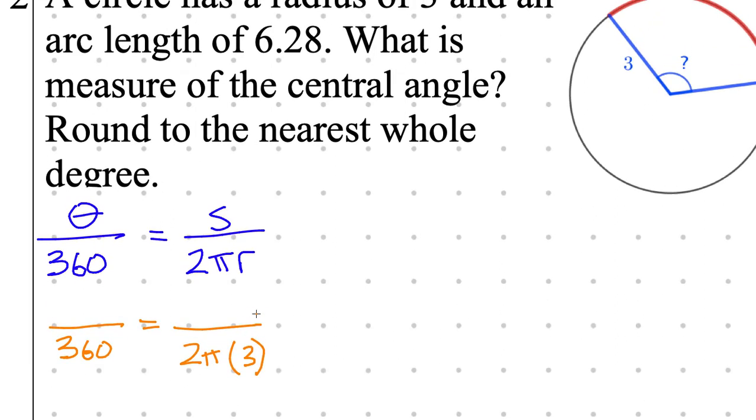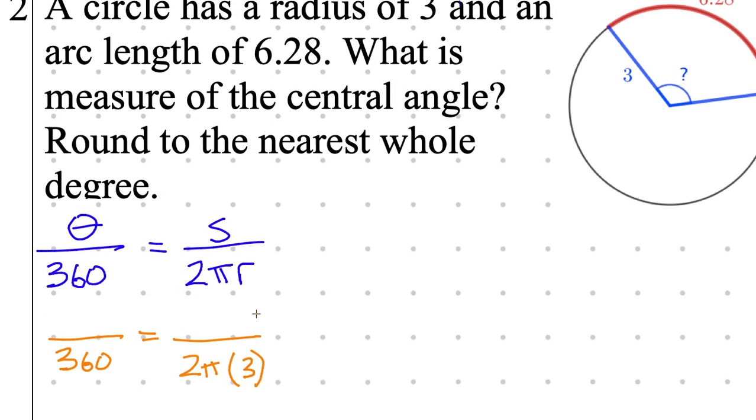All right, what else can we plug in? Thank you, Eder. Monse. 6.28 goes right there. That is our arc length. It tells us the arc length is 6.28, and S represents our arc length.